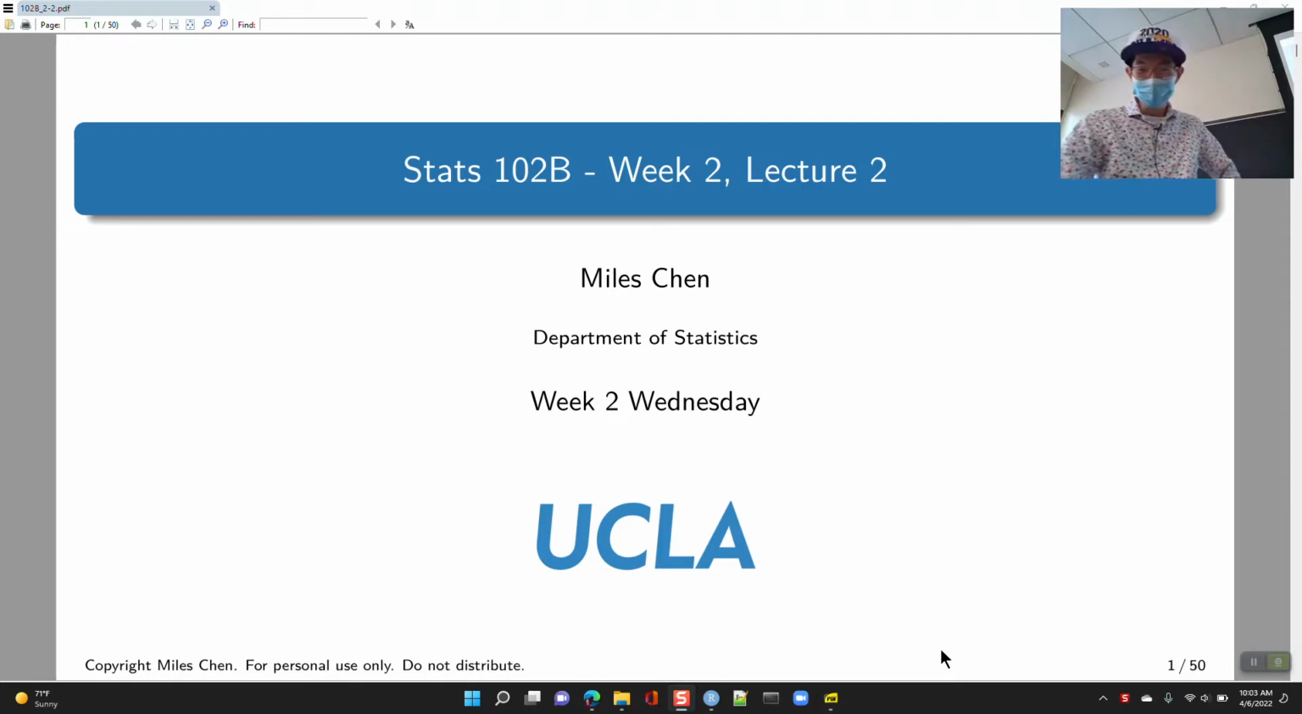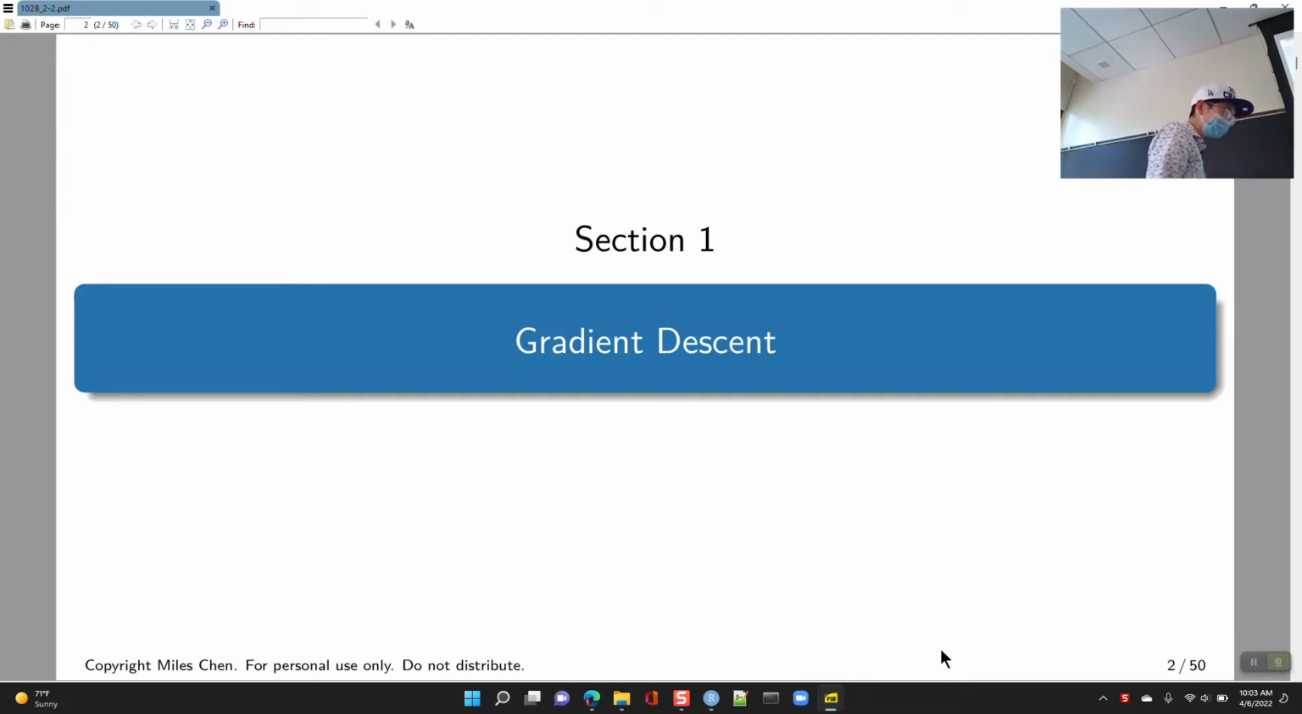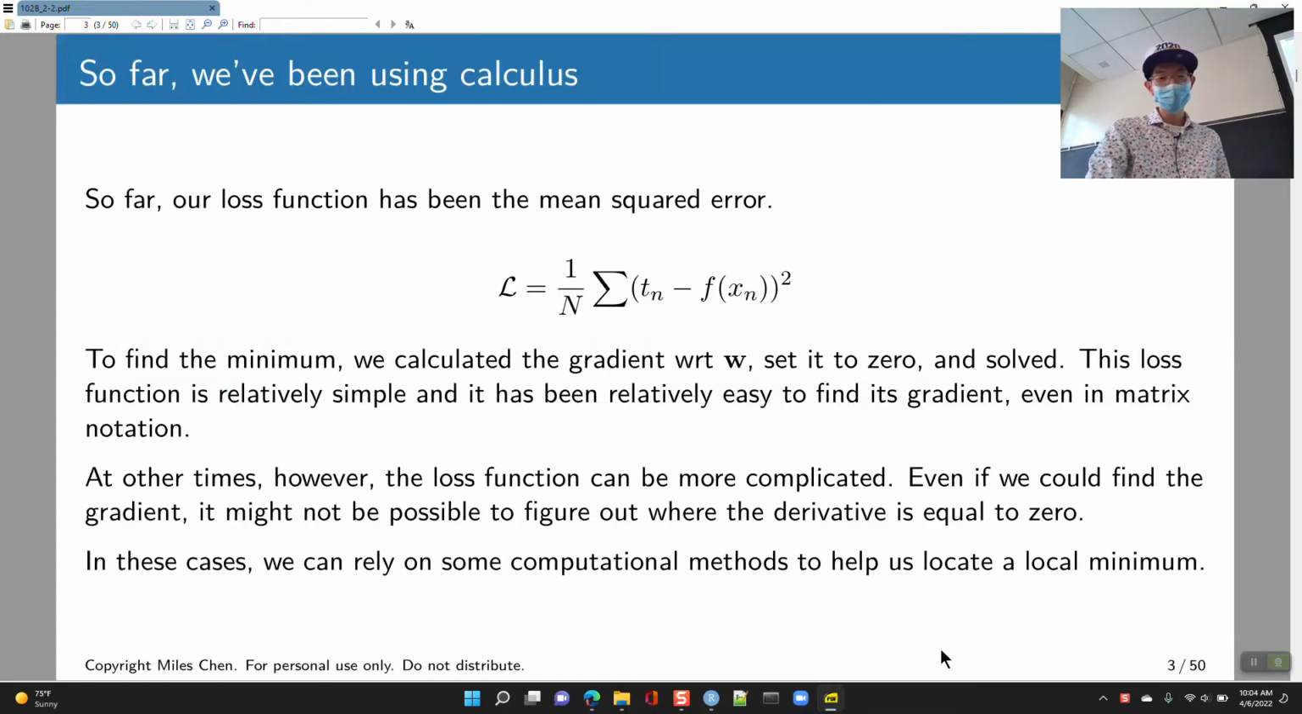Okay, so we left off on Monday, when we did cross-validation. And last week, we talked about finding the optimum by taking the gradient, setting it equal to 0, and so on.